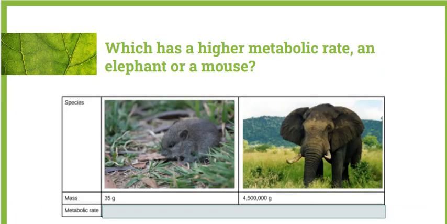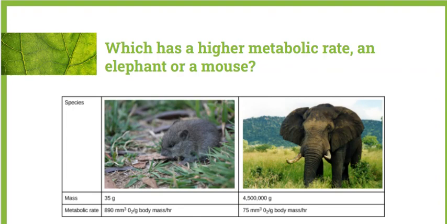Here's an interesting question. Which one has a higher metabolic rate, an elephant or a mouse? What do you think? Now, obviously, an elephant is huge, so the amount of energy an elephant goes through is going to be massive. There's no way it could compare to a mouse. But if we take into consideration their body size and look at energy per gram, the mouse has a way higher metabolic rate than an elephant.